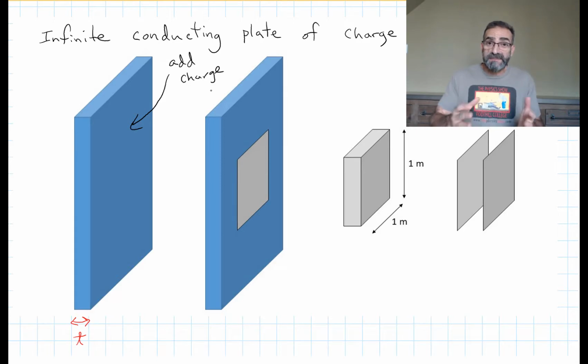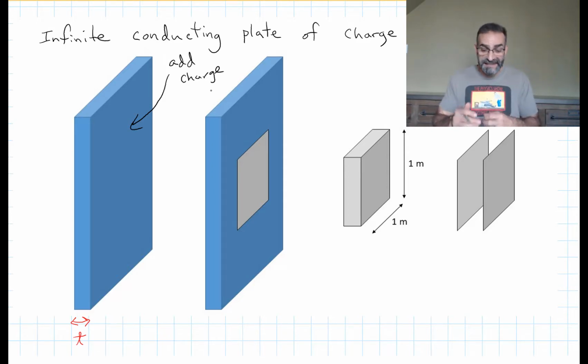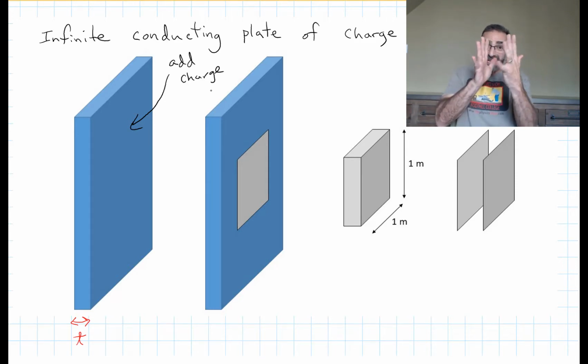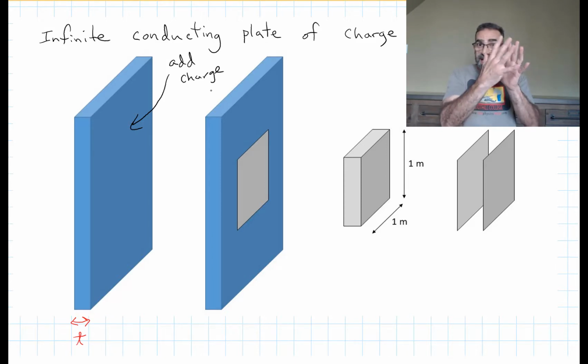Those charges all repel each other. If I put 2 positive charges on there, they want to get as far apart from each other as they can. And one way to get far apart from each other is to split. Half the charge will stay on one surface and half the charge will go to the opposite surface. So as I look at this infinite plate, half the charge I deposited stays on one side, half goes to the other side.